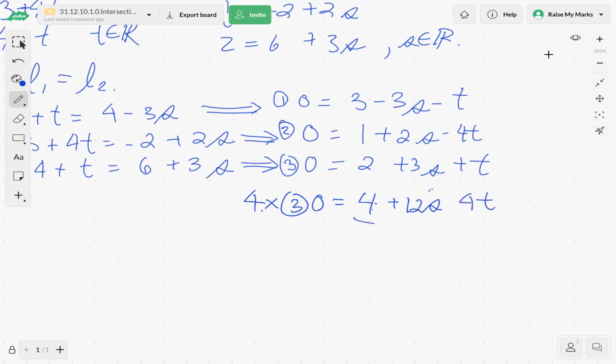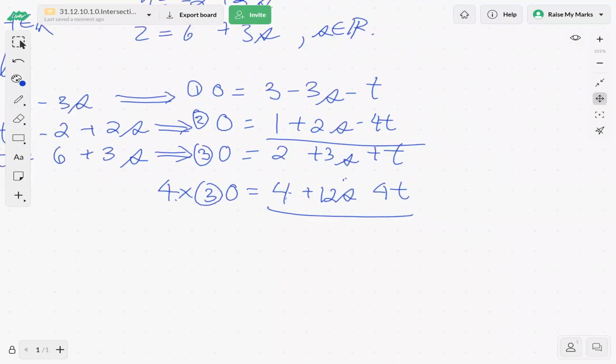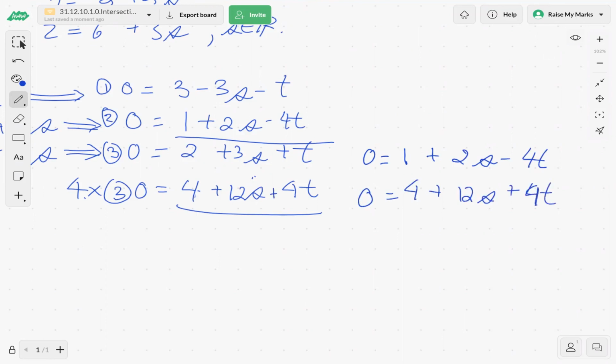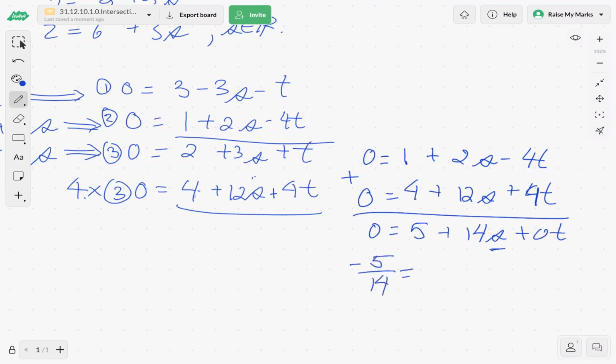So now we have equation 2 and 4 times equation 3. Let's add them together. So we have 0 equals 1 plus 2s minus 4t, and 0 equals 8 plus 12s plus 4t. We're going to add them together. And what do we get? 0 equals 9 plus 14s plus 0t. Now we can solve for s. Negative 9 over 14 equals s.